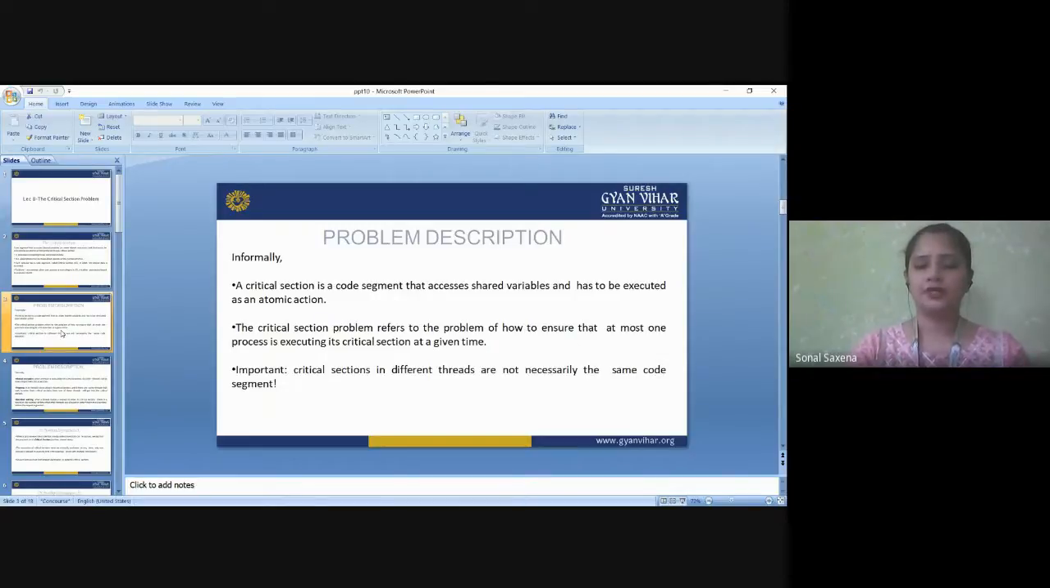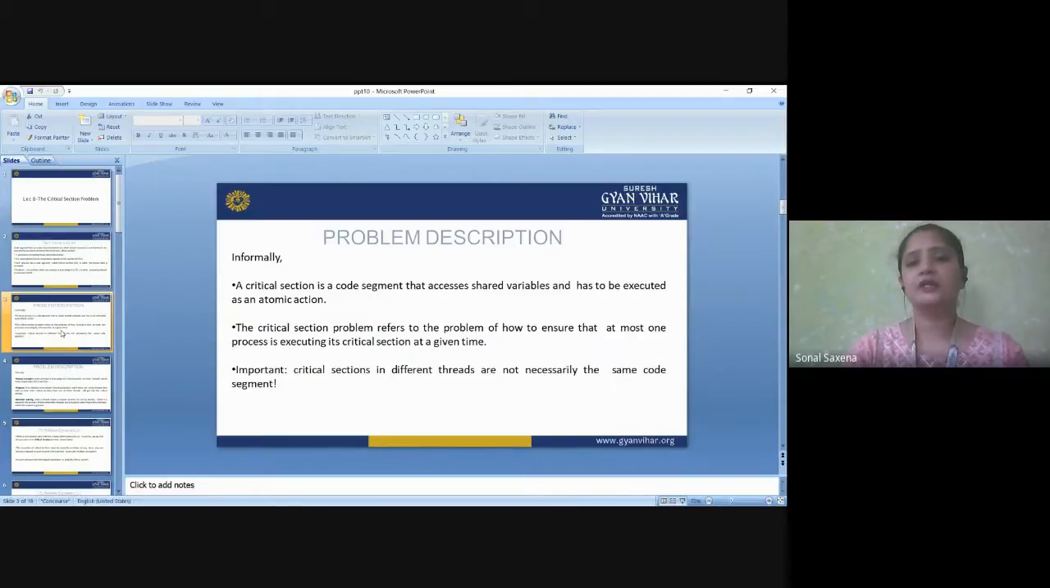Now, what exactly is a critical section problem? Here we informally describe the problem. As I told you, it is a code segment that tries to access shared resources and shared variables and needs to be executed. The critical section problem refers to how to ensure that only one process runs at a time and no other process is given CPU time.